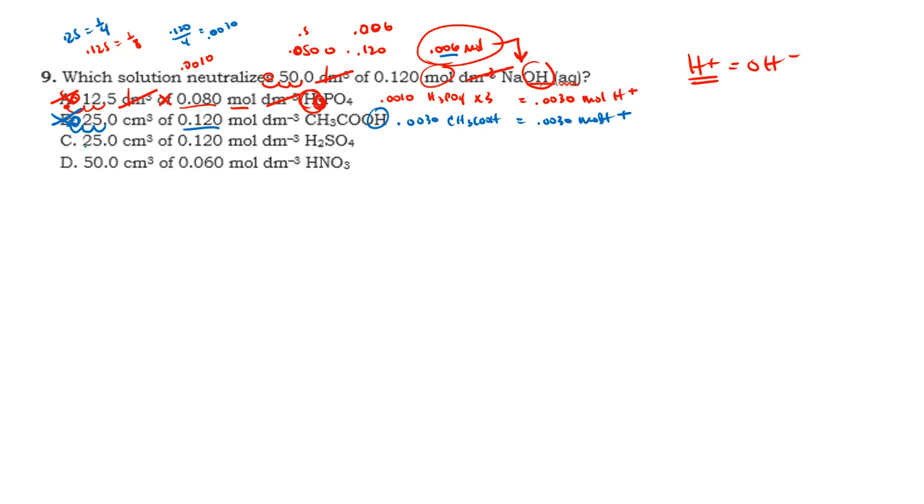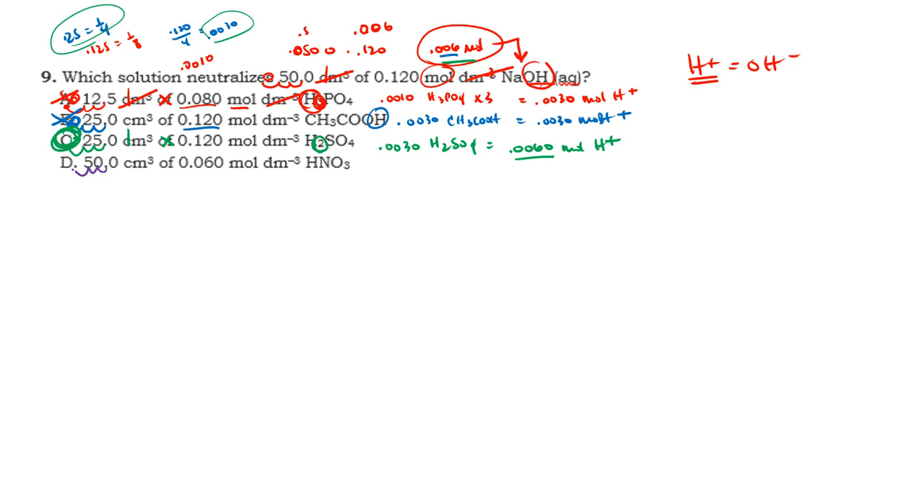How about letter C? I'm going to divide by 1,000. 0.025 cubic decimeters. Now, multiply that. 0.025, I'm going to think again is like a fourth. A fourth of that is still this with my extra 0. I have 0.0030 moles of H2SO4, but I've got 2 H's. 2 H's means that I've got double the moles of H pluses as I have of H2SO4. 0.0060, 0.0060. This is our answer, but let's check D just in case.